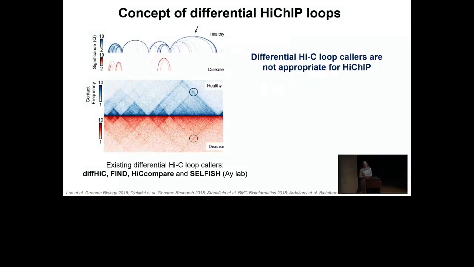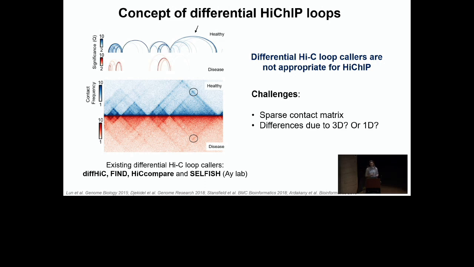A differential loop can be defined as an interaction with different contact counts between two conditions. For example, here, healthy versus disease. A differential loop can be completely absent in one condition, or it can have differences in strength. Currently, there are some existing differential Hi-C loop callers, but these are not appropriate for HiChIP. Some of the major challenges are that HiChIP is a way more sparse matrix compared to Hi-C, and that we need to address if these changes are due to DNA looping or just protein distribution.